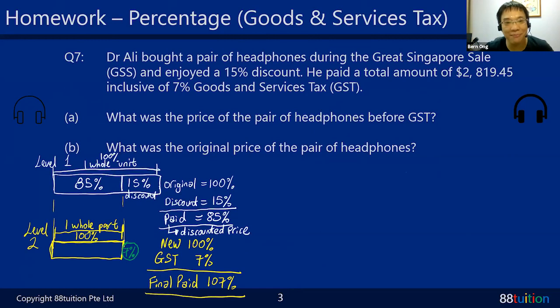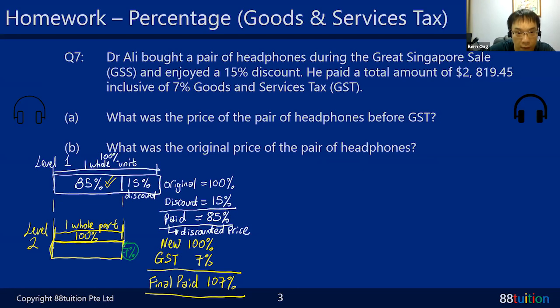Why is it not 85% times 7%? That is wrong already. So many people have this thinking down here. They see 85% here and simply plus 7%. Then you get what? 92%. 92% is 8,819. Nope, nope, nope.